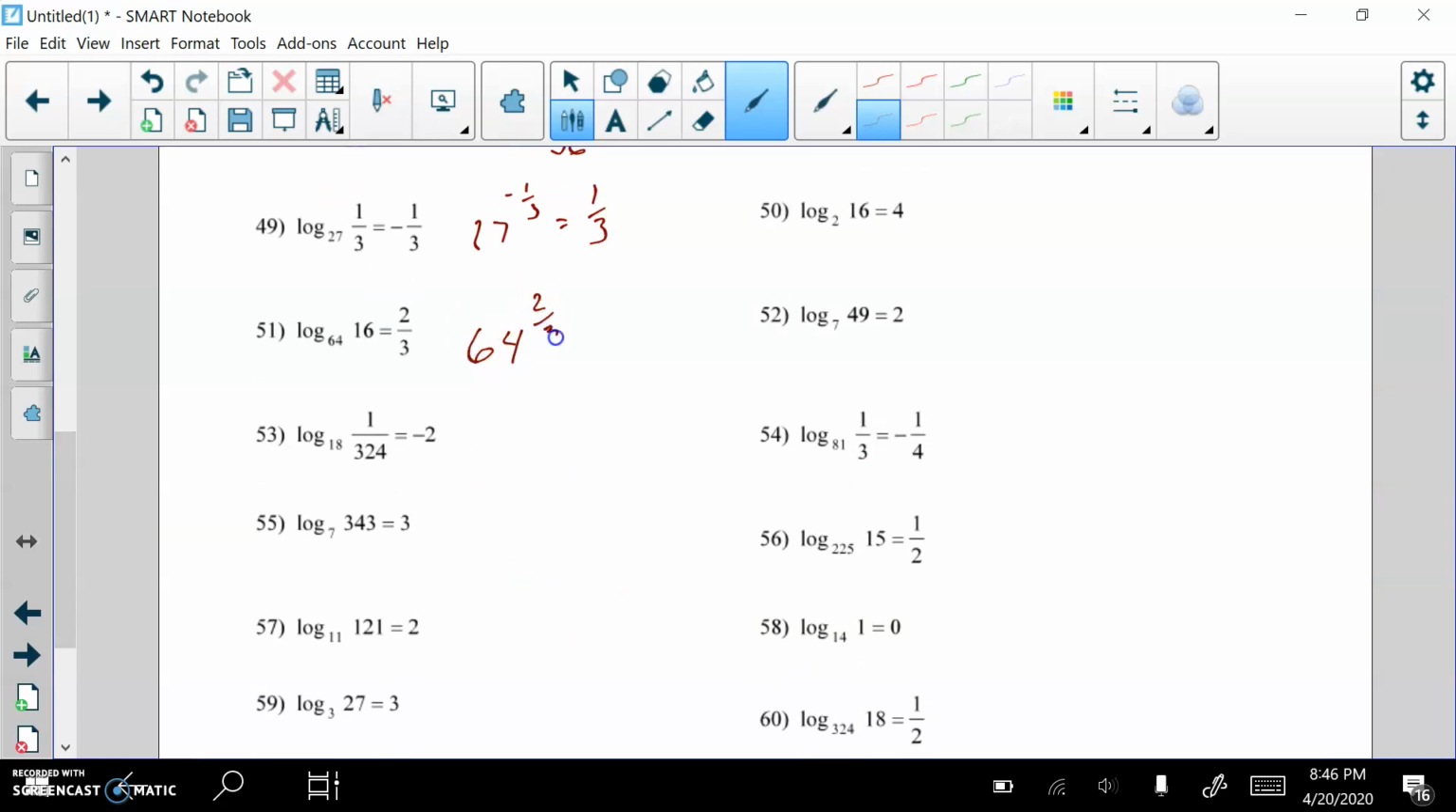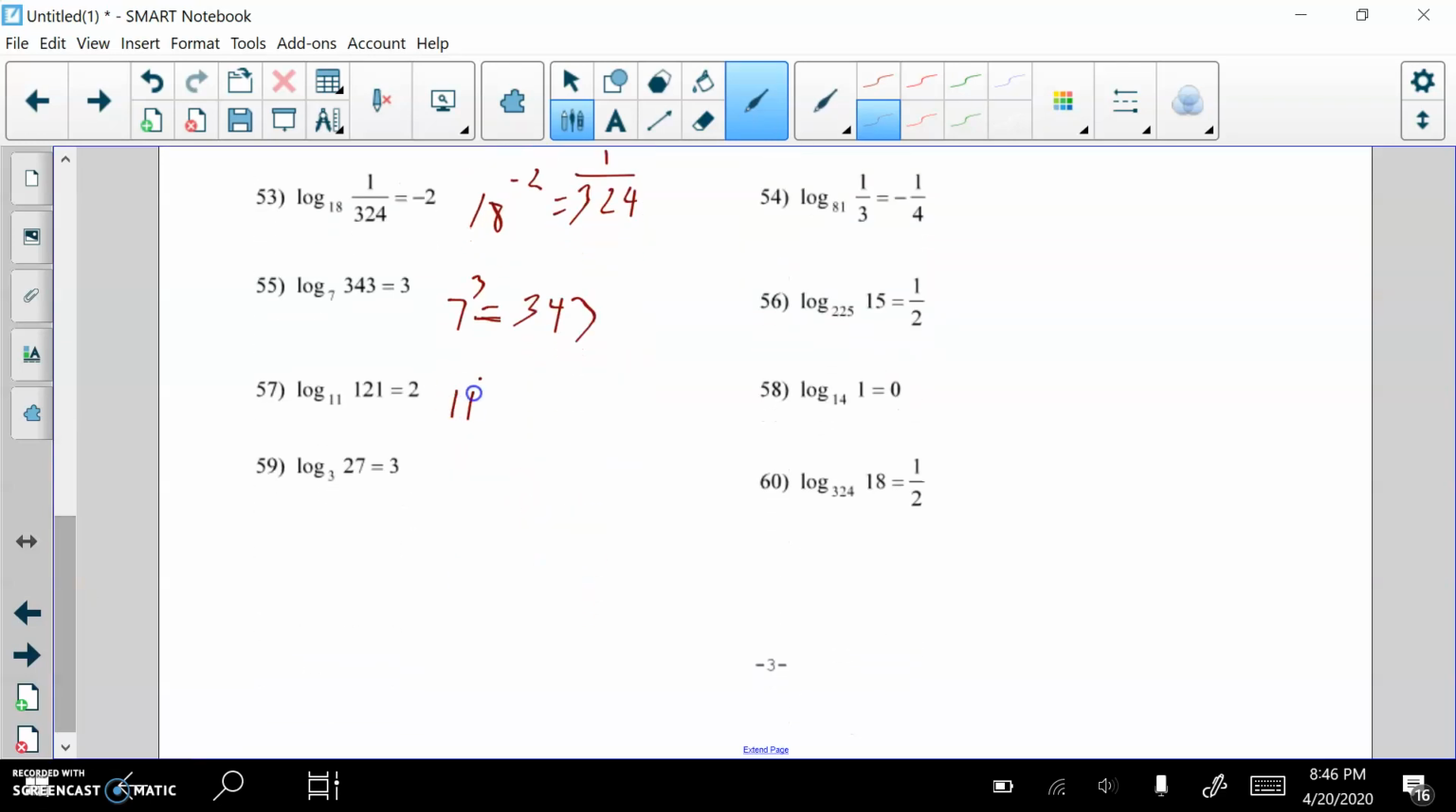64 to the 2/3 power equals 16. How does that happen? Because remember, it's power over root, and we don't power 64, we root 64 and then power 2. So cube root of 64 is 4, 4 to the second power is 16. 18 to the negative second equals 1 over 324. 7 to the third equals 343. Second equals 121. Super repetitive.